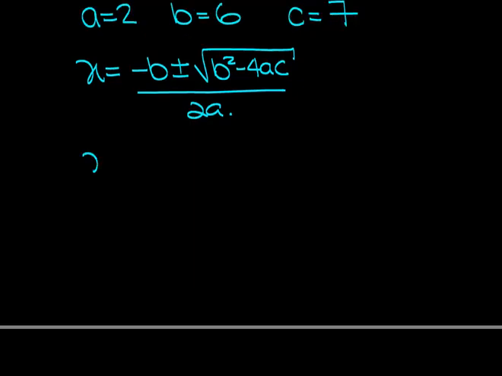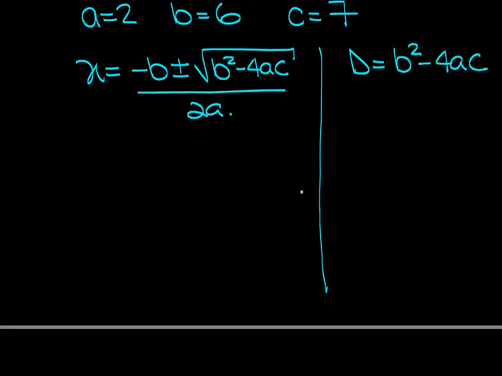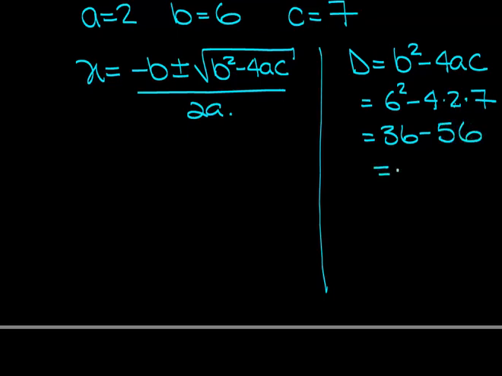Okay, so here's my formula. So we get x is equal to minus 6 plus or minus square root of 6 squared. Oops, before I do that, we need to calculate the discriminant. This is just for your benefit to show you what my discriminant is. b squared minus 4ac. I just want to see what type of solutions I'm going to end up with. So I get 6 squared minus 4 times 2 times 7. 6 squared is 36 minus 4 times 2 is 8. 8 times 7 is 56. So we end up with negative 20.